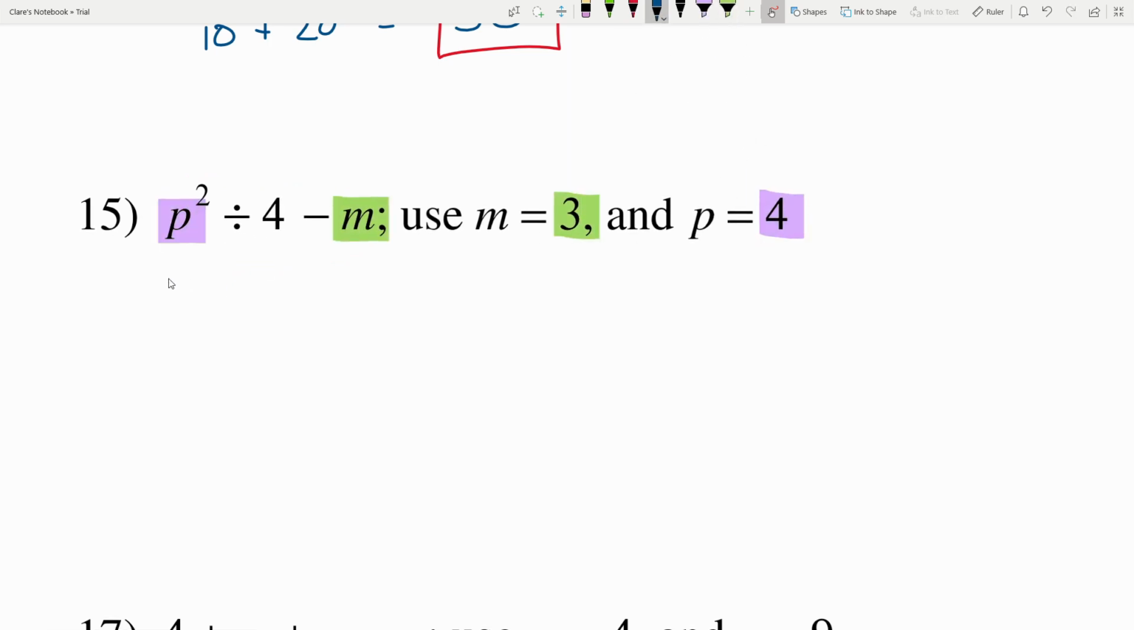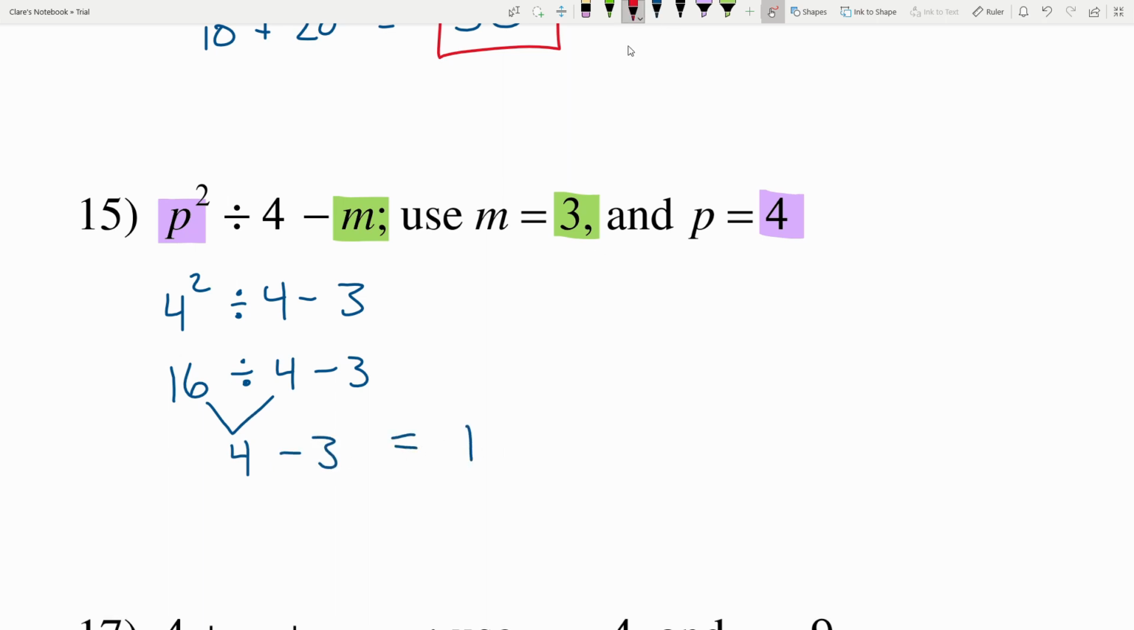So I'm going to have p squared, which is 4 squared, divided by 4 minus m, which is 3. Now, exponents comes first, so 4 squared is like 4 times 4. So that's going to be 16. But I'm going to be dividing that by 4 and then subtracting 3 because division's next. 16 divided by 4 is 4. Subtracting 3 will give me 1. 1 is my solution in number 15.